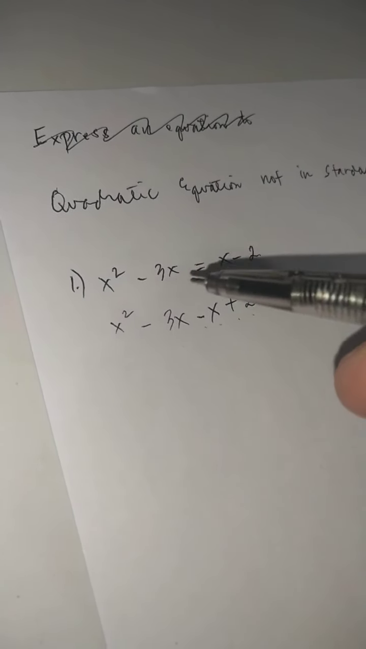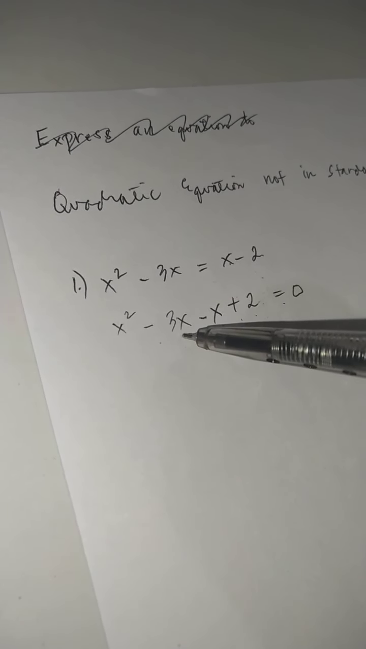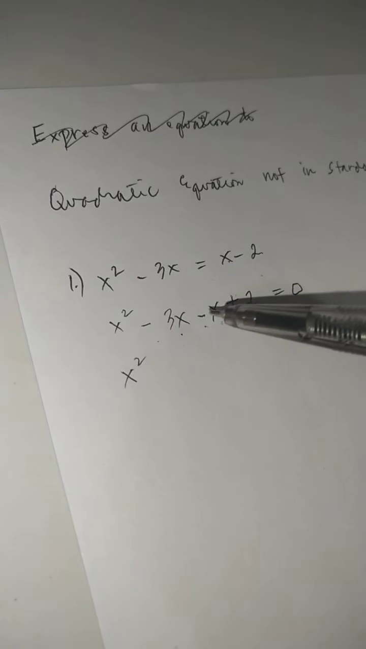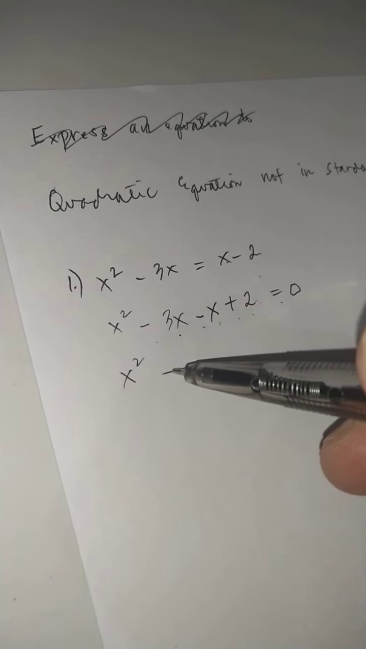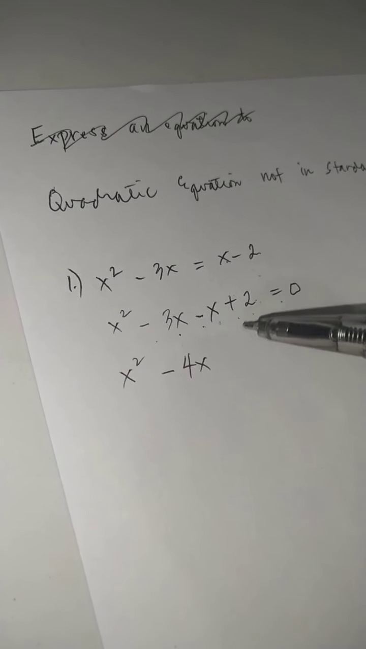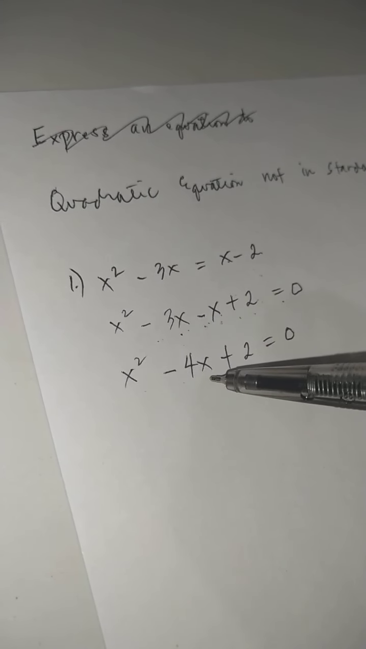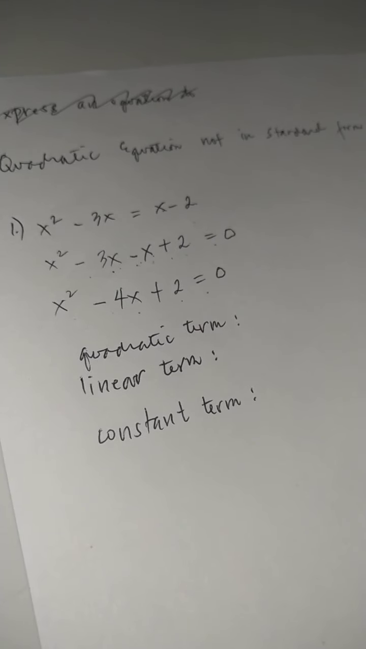Then we combine like terms. What are the like terms there? We have the negative 3x and the negative x. So we have x squared, negative 3x minus x is negative 4x, plus 2 equals 0. Again, we have x squared, negative 3x minus x is negative 4x, plus 2 equals 0.